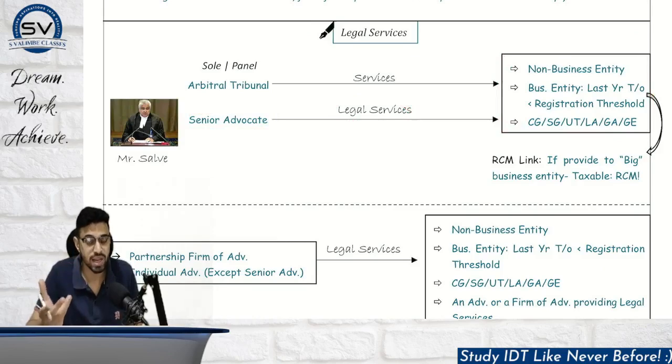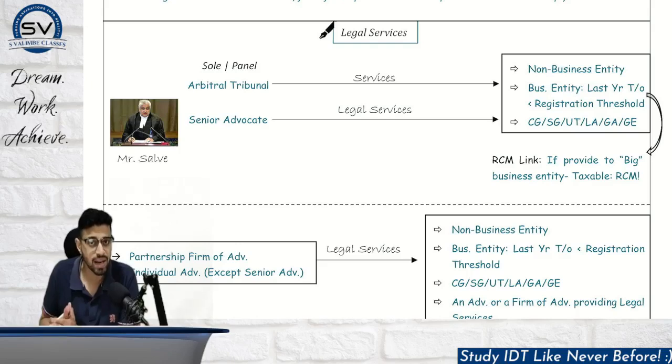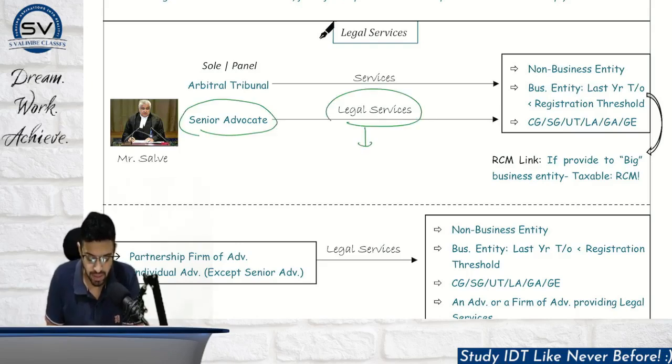So again, who is left? If the receiver is a big business entity, that is a business entity with preceding year turnover more than the registration threshold, then GST will be applicable plus RCM will apply. Point to be noted that we covered in detail in chapter number 2 as well, that if a senior advocate is providing legal services to an advocate or a firm of advocates, then there is no exemption. Plus RCM applies. Because this we covered in chapter number 2.